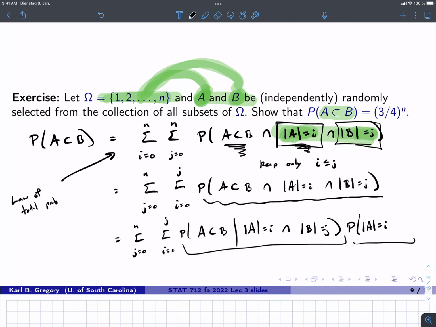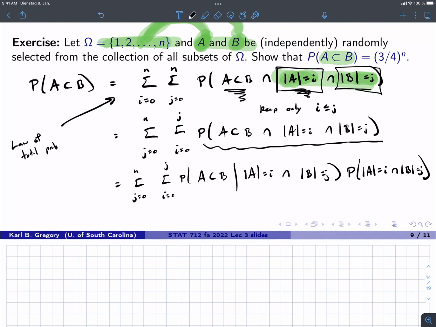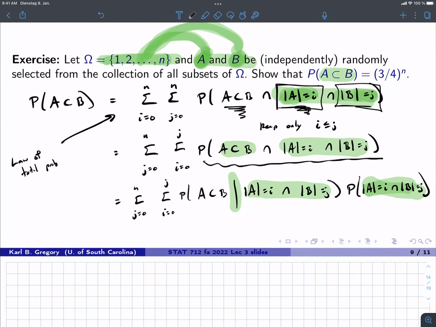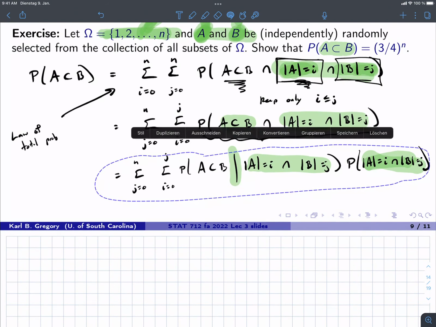So this is like that. I'm basically treating this as one event and this as one event, and so I'm choosing to condition on this one, and then I put its unconditional probability here. Now I'm going to copy and paste.